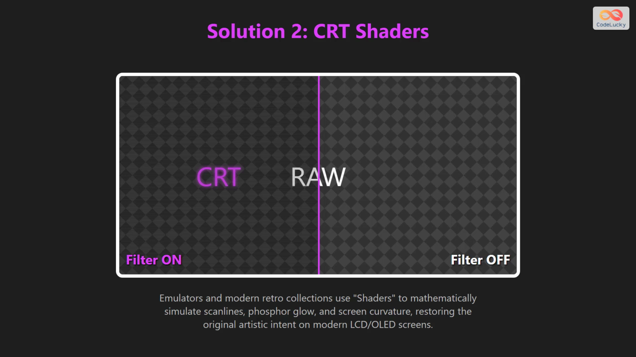If you're playing on a computer or a modern console collection, look for scanline filters or CRT shaders in the settings. These use software to emulate the look of a CRT, adding fake scanlines and shadow masks. It might sound counterintuitive to degrade the picture, but for pixel art, this restores the texture and depth the artists originally intended.